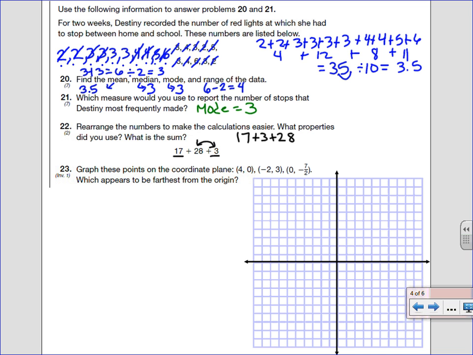And I can do that because of the commutative property, which says that order doesn't matter if I'm adding or multiplying. Then I'm going to add 17 and 3, which is 20. And then 20 and 28 is 48.